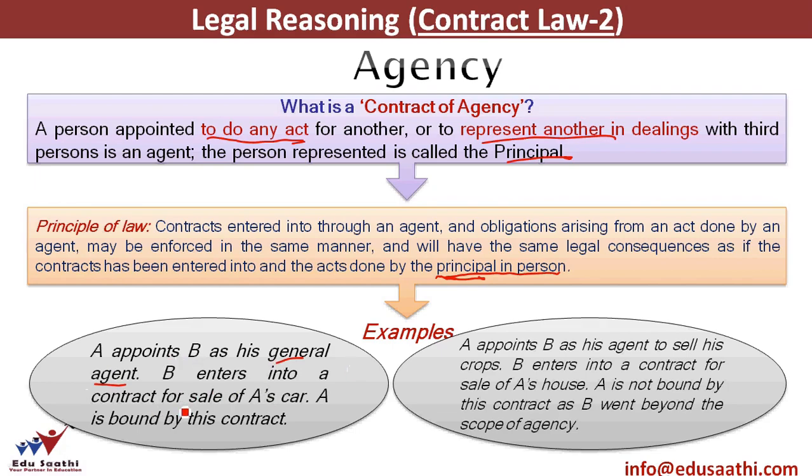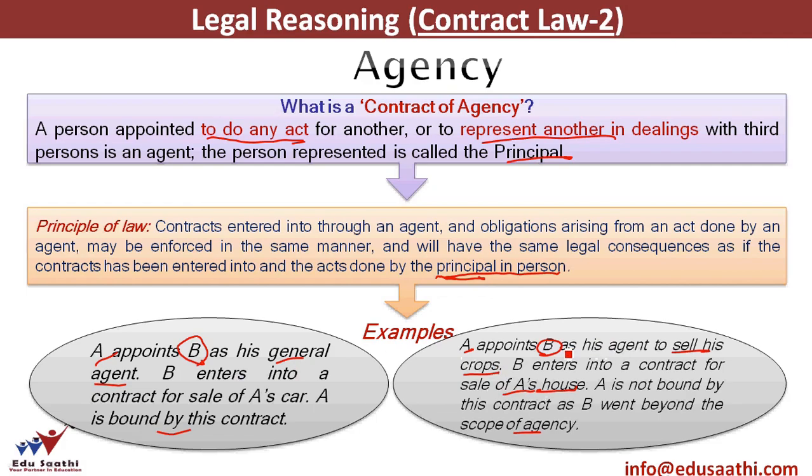So if he enters into a contract for sale of A's car, this is a binding contract for A, because he has given authority to B to do all kinds of actions. Another example: A appoints B as his agent to sell his crops. B enters into a contract for sale of A's house. A is not bound by this contract as B went beyond the scope of agency. In this case, the scope of agency was limited to selling the crops of A. But what B did, he entered into a contract for sale of A's house. So in this case, A would not be held liable because he had given him specific agency.